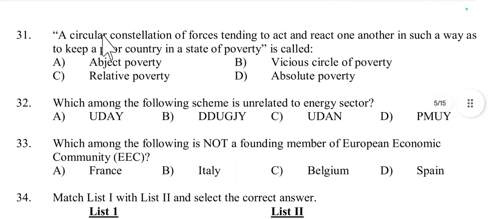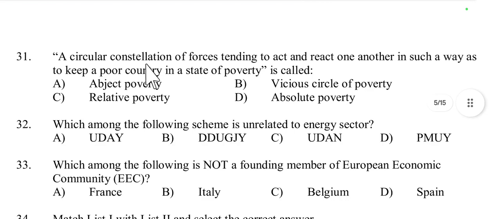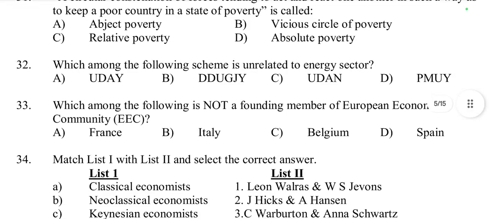Then question number 31. This is also a statement. A circular constellation of forces tending to act and react upon one another in such a way as to keep a poor country in a state of poverty. This is called the vicious circle of poverty, from both demand side and supply side. Low income leads to low income. So it is called the vicious circle of poverty. Option number B.